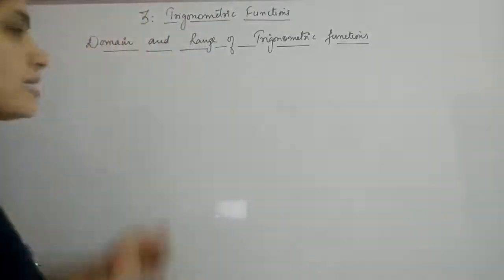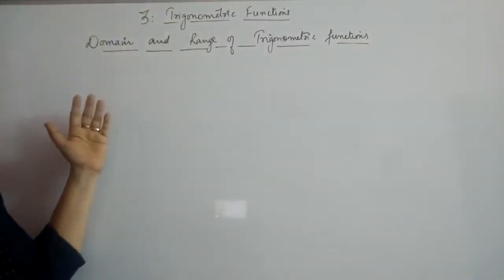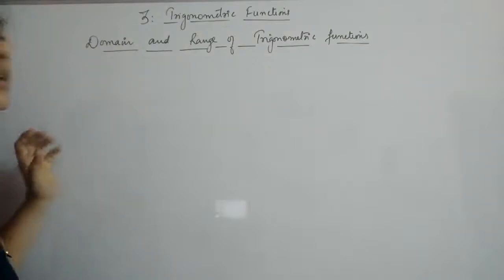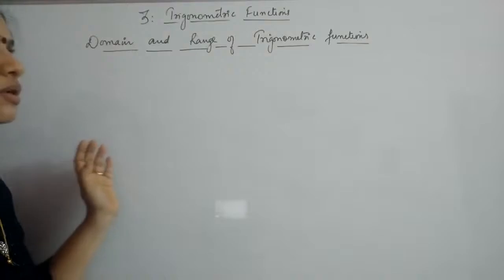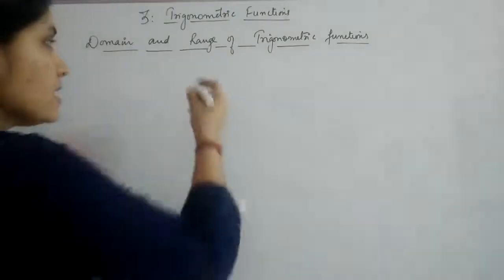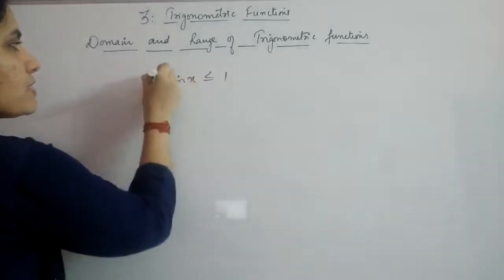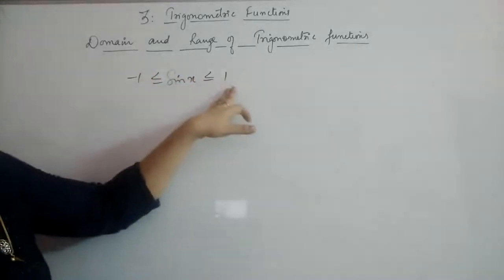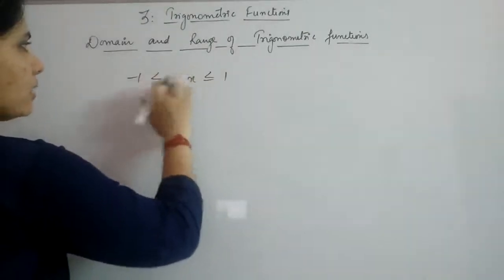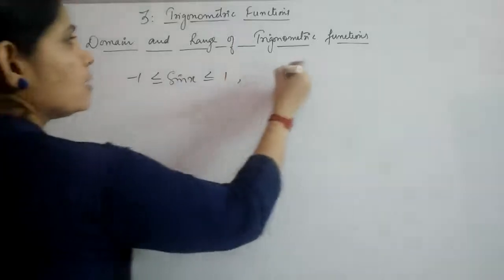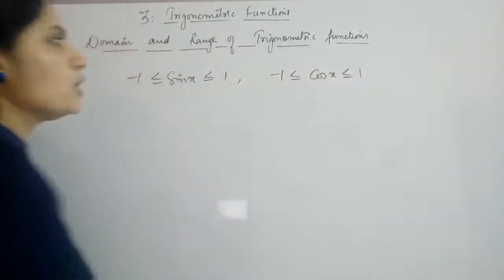Okay, let's start. I'm just reminding you that we have already studied that the value of sine ranges from -1 to 1, and the value of cos also ranges from -1 to 1, right? So when we say like that, we can write it like this. The maximum value of sine is 1 and the minimum value of sine is -1. Similarly, the value of cos also ranges from -1 to 1.